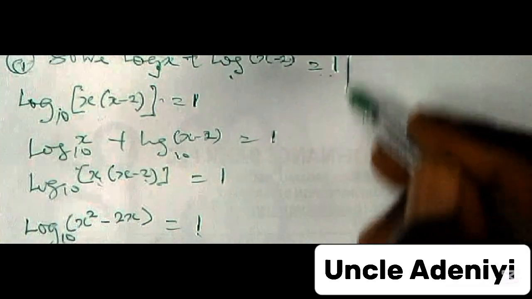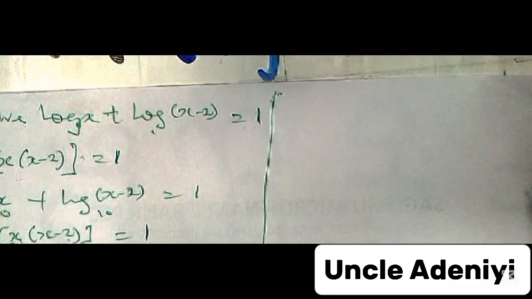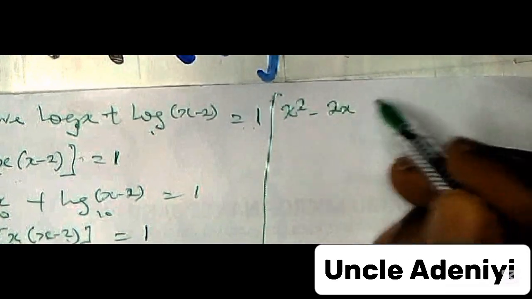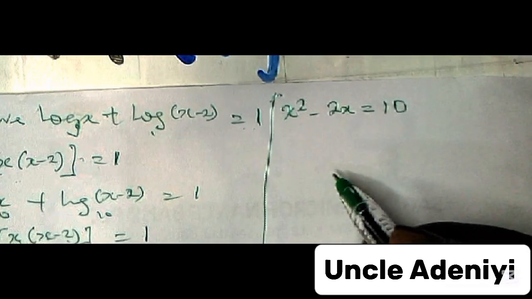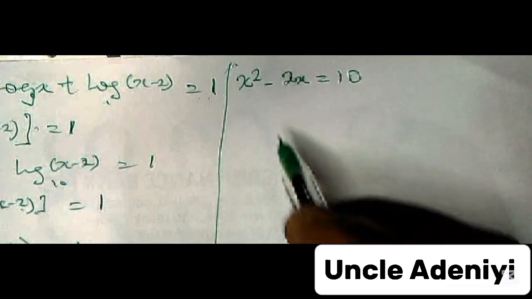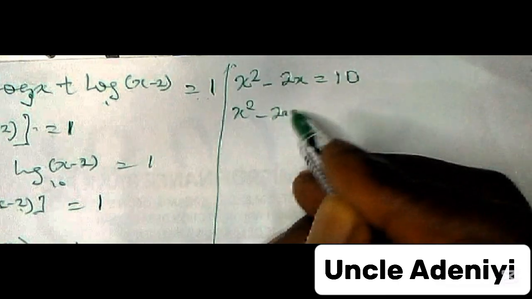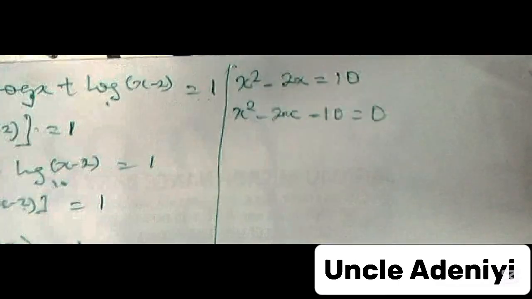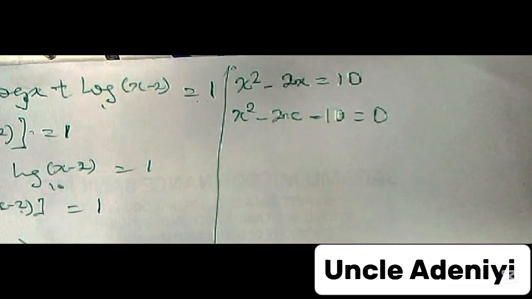Let me do it this way. What is here? I said x squared minus 2x equals 10. Let's turn it to a quadratic equation. What are we going to get? That will be x squared minus 2x. This one will come to the other side, will give you minus 10 equals what? 0. That's a quadratic equation. So you have turned it to a quadratic equation.